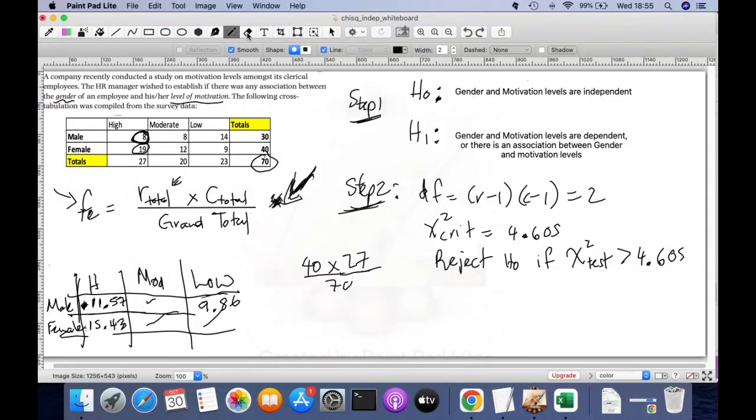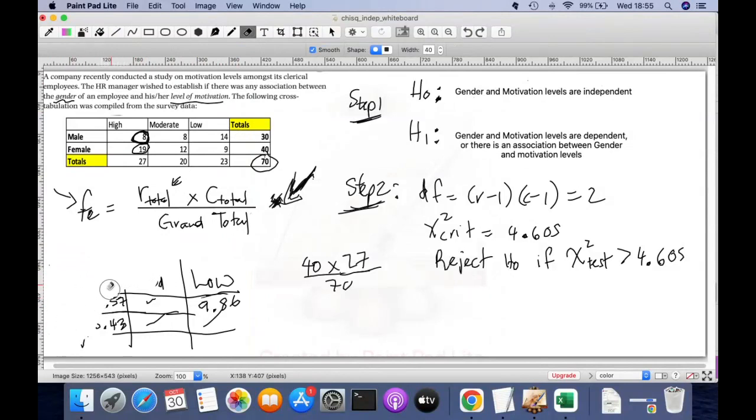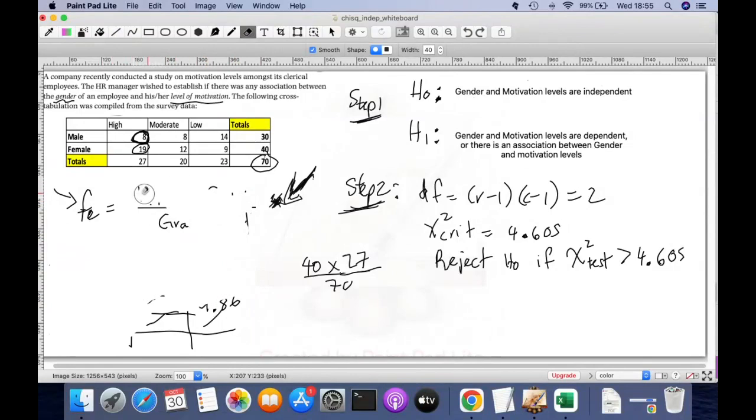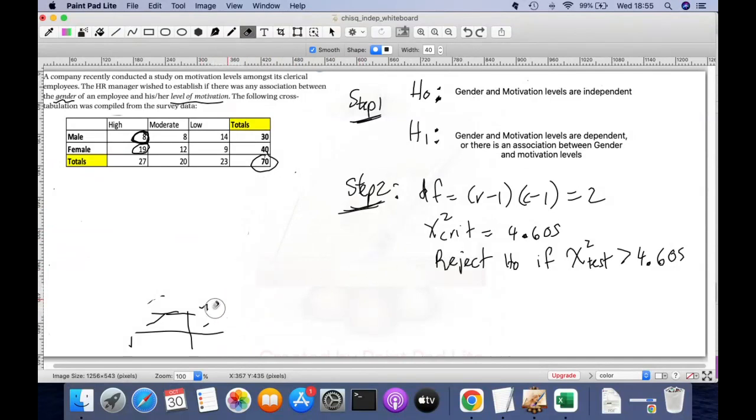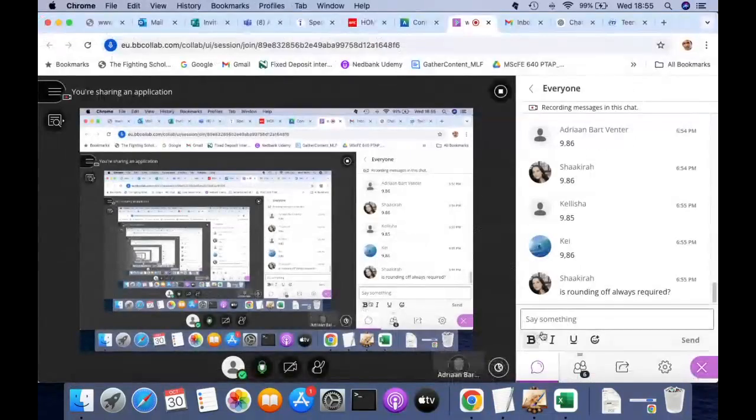All right, so you would need to complete this table for all of them. I've done that for you. I'm just going to copy and paste it, but the important thing is that you know how to calculate this table. It's very important. Give me a second, I'm just going to make some space on the board. Yes, Shakir, try to round to 2 decimals as standard practice.